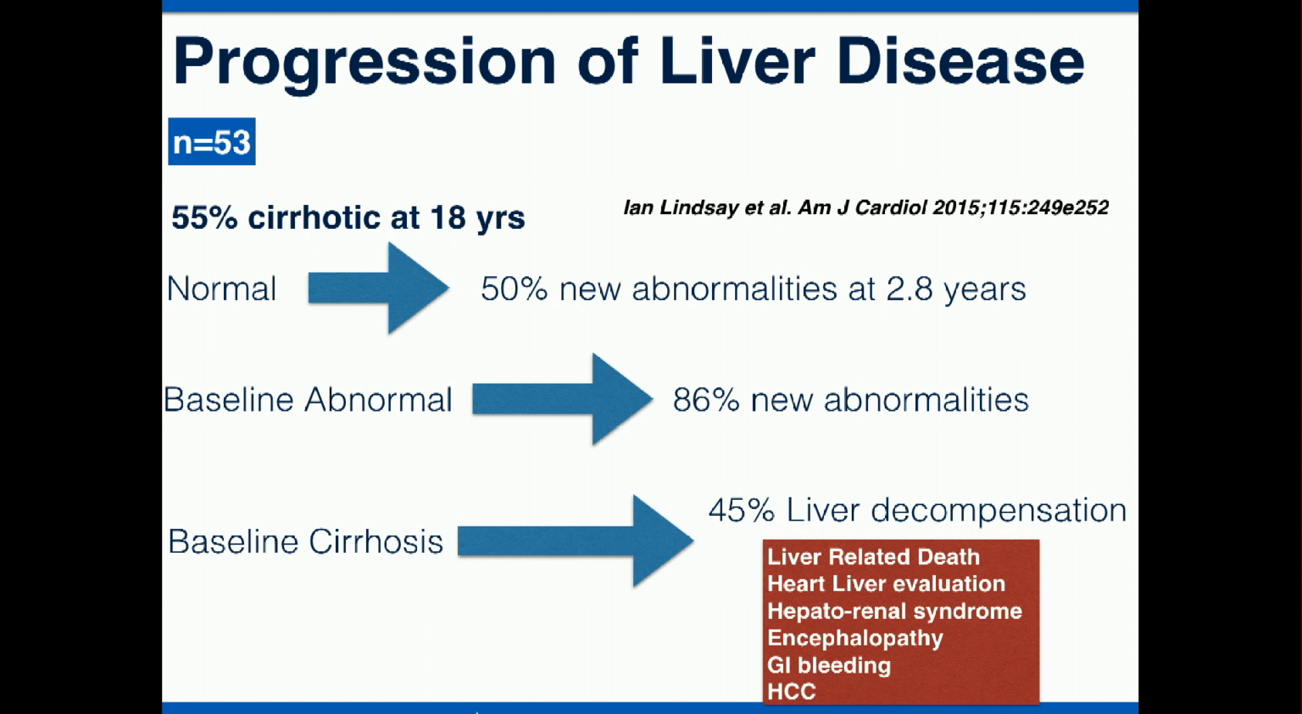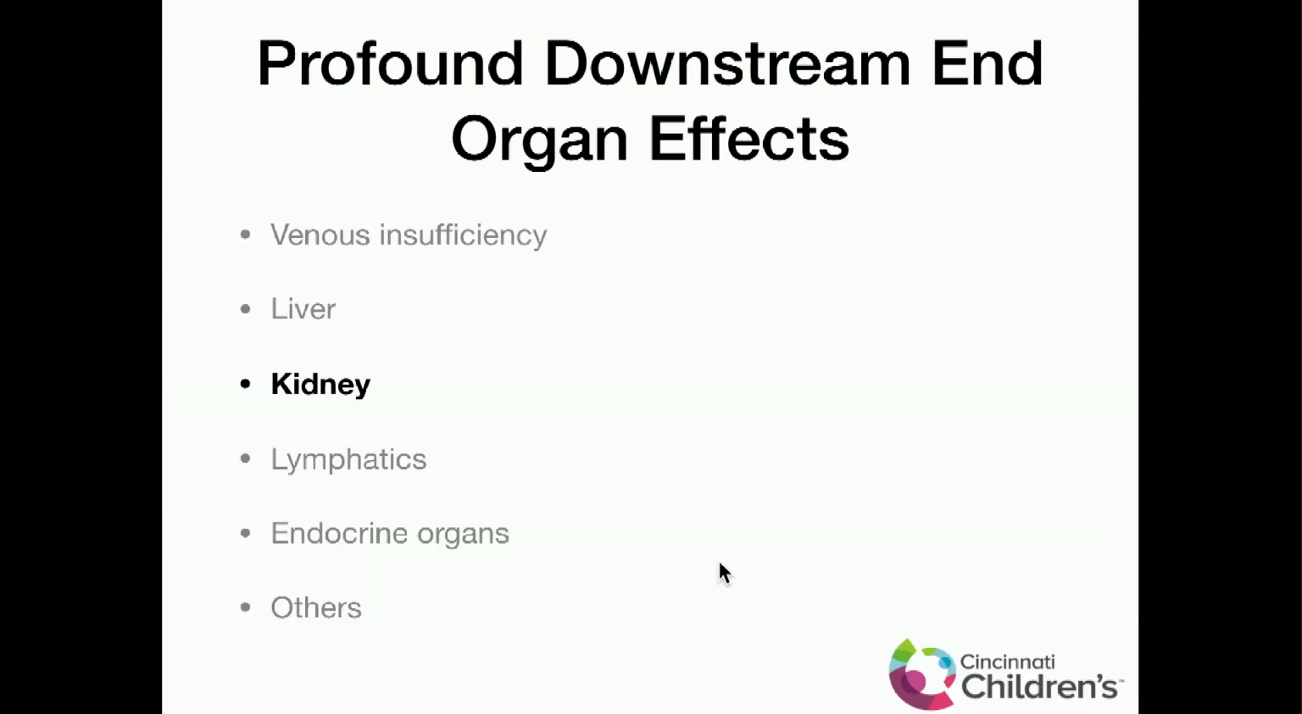Now, this is work from Angie Yateman a few years back, and she showed clearly that there's progression of liver disease over time. And what she demonstrated was, if you start off normal, within a 3-year period, 50% of people will have new abnormalities in the liver. And then if you look at patients that have cirrhosis, 45% of them over time, during the follow-up time, will develop some element of decompensation, whether this is hepatorenal syndrome or hepatic encephalopathy or hepatocellular carcinoma. So clearly it is a progressive state.